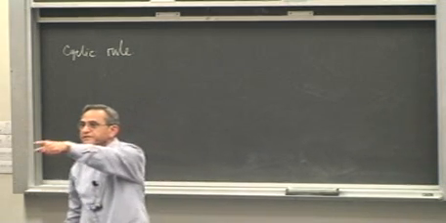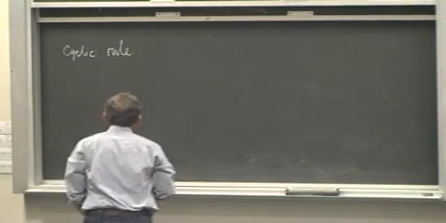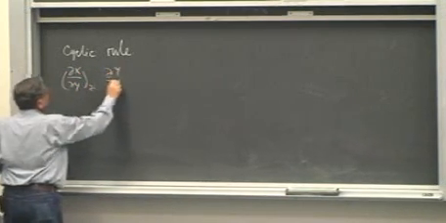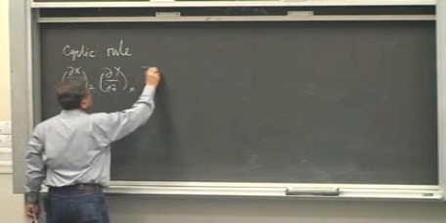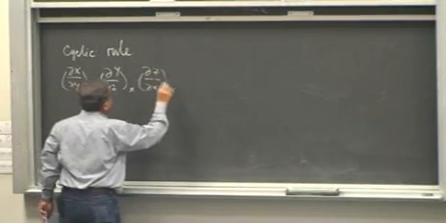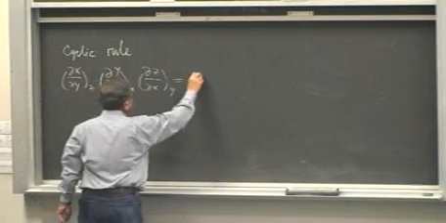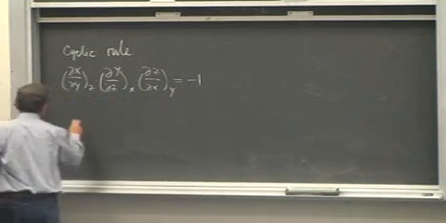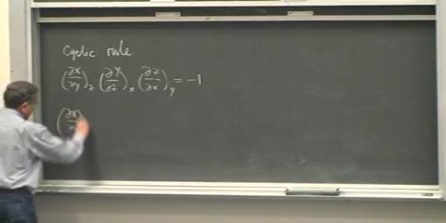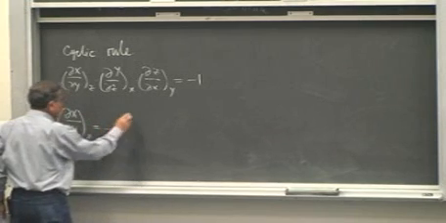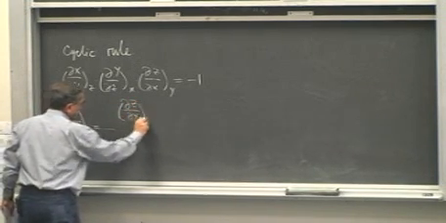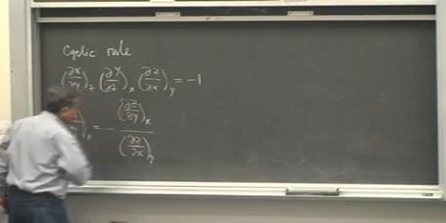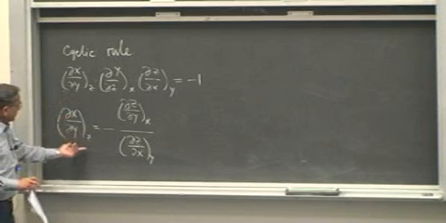Theek hai? Any questions? No. Okay. So the cyclic rule, recall: dx by dy at constant z times dy by dz at constant x multiplied by dz by dx at constant y is equal to minus 1. Apply this relationship. And when you apply it, then you have a formula which is worth remembering, which says that this is equal to minus dz by dy at constant x divided by dz by dx at constant y. This is the formula. From here, one can get this relationship.